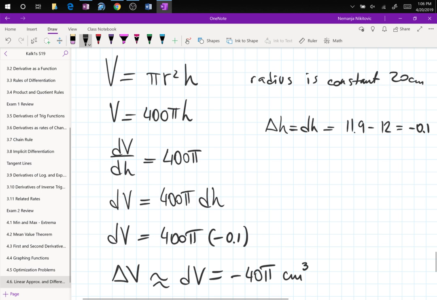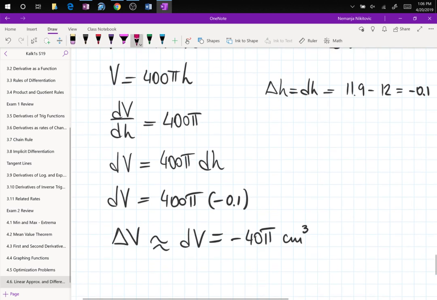Now you can go and say pi is 3.14 if you want more decimals, but it's not necessary. If you really want to check this, you will go and calculate the exact volume at 11.9, then you will calculate the exact volume at 12. When you subtract the two, you will get a number that is close to this one. Each one of these problems is just a different formula.